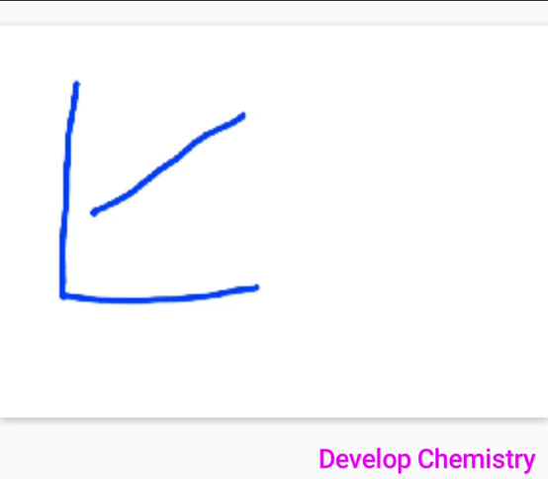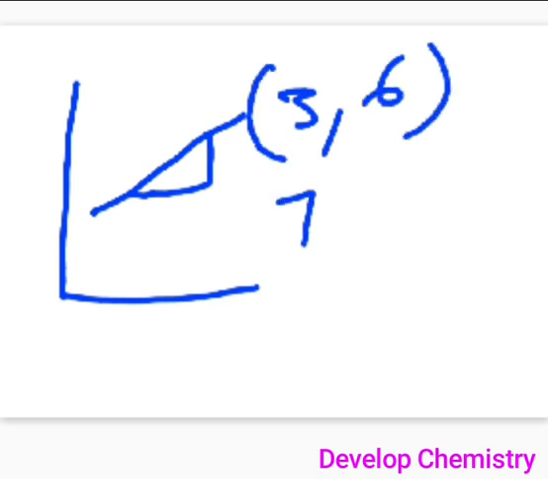So, for an example, consider this is your plot, right? Then after considering all the data points, say this is your line of best fit. Across this line of best fit, you will be taking any two coordinates, right? Say one of the coordinate is 3, 6 and the other coordinate, say for example, it is 7, 10. Okay?